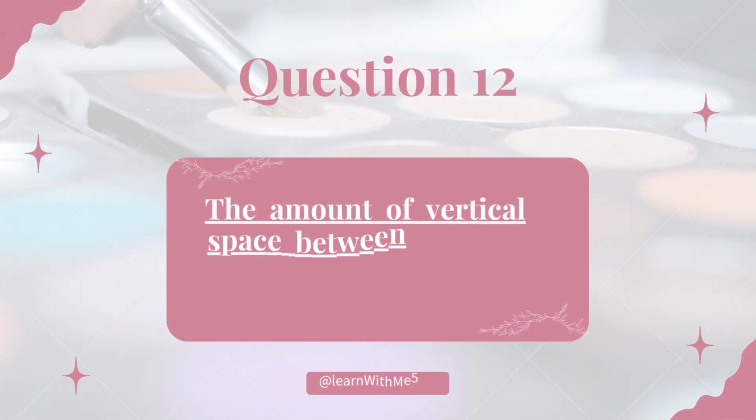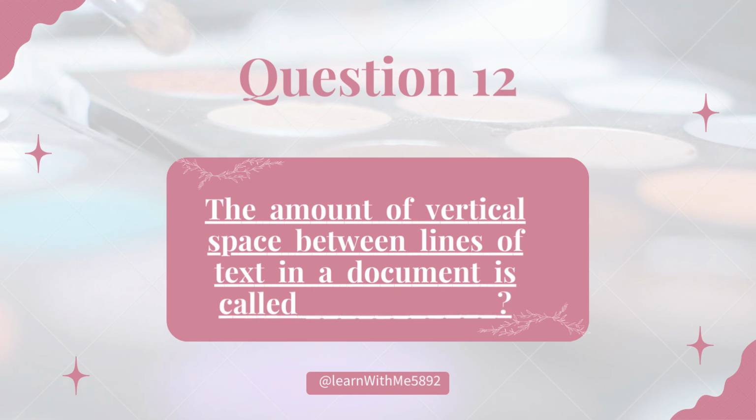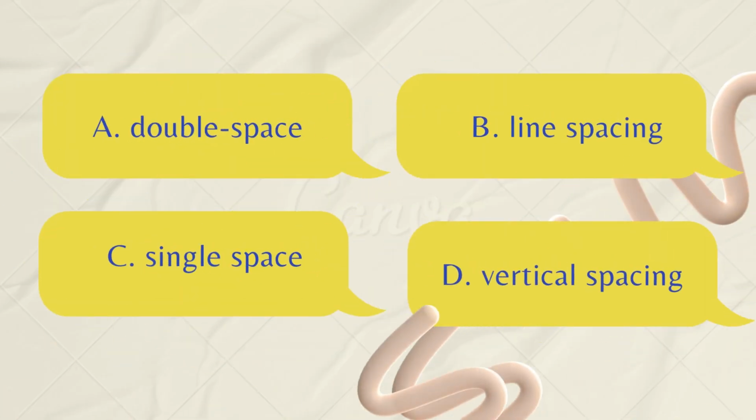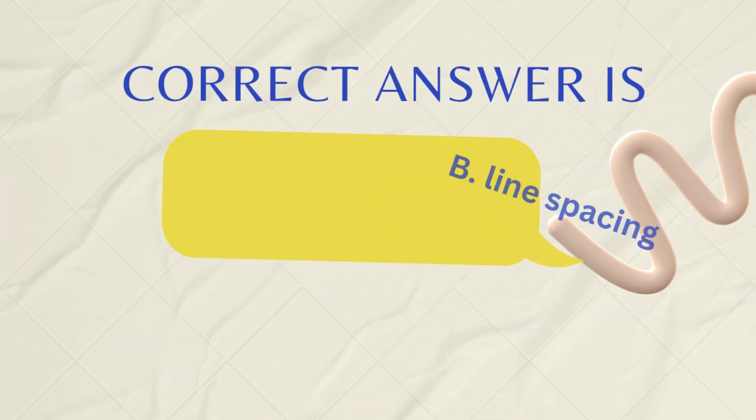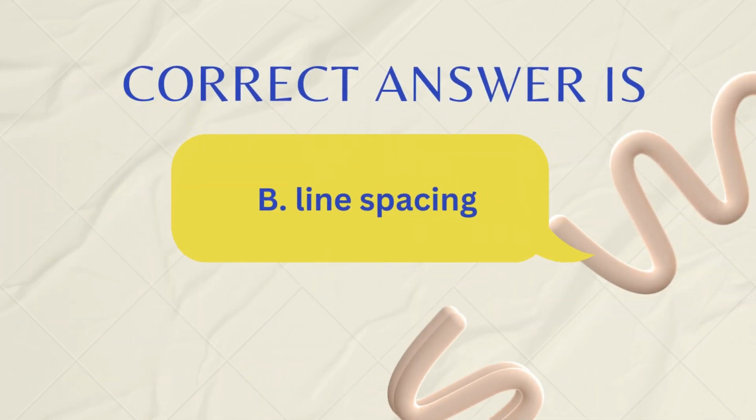Question number 12. The amount of vertical space between lines of text in a document is called dash. Option A, double space. B, align spacing. C, single space. D, vertical spacing. The correct answer is B, align spacing.